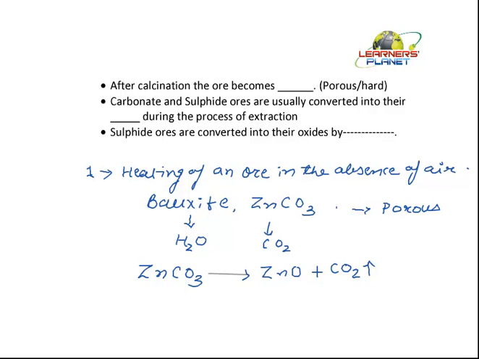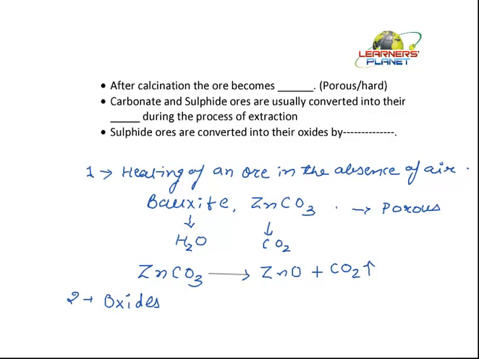Now let's take up our next question. Carbonate and sulfide ores are usually converted into their dash during the process of extraction. During extraction, these carbonate and sulfide ores are converted to their oxides. Why? Because reduction of oxides is easier than reduction of carbonates or sulfides. So these are converted to their respective oxides by either calcination or roasting.